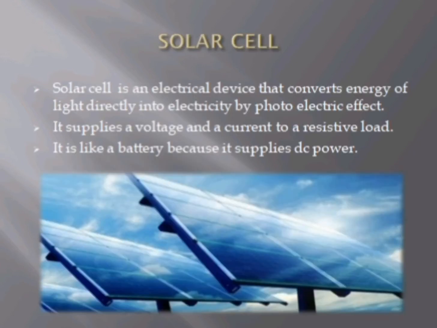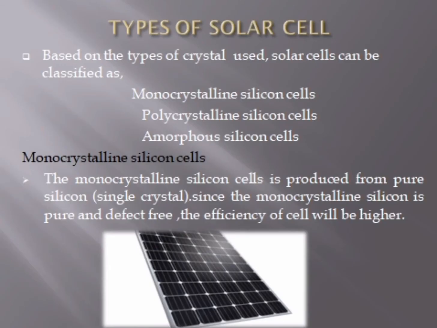Solar cell is a solid state electrical device which converts the energy of light coming from the sun directly into electricity by photoelectric effect. Solar cell is also known as photovoltaic cell or photoelectric cell. It supplies a voltage and a current to a resistive load, for example, light, battery, motor. It is like a battery because it supplies DC power.